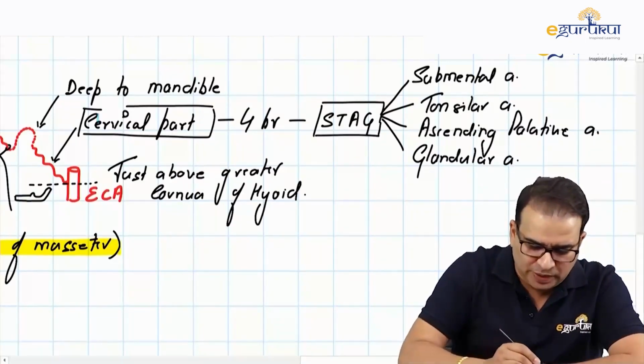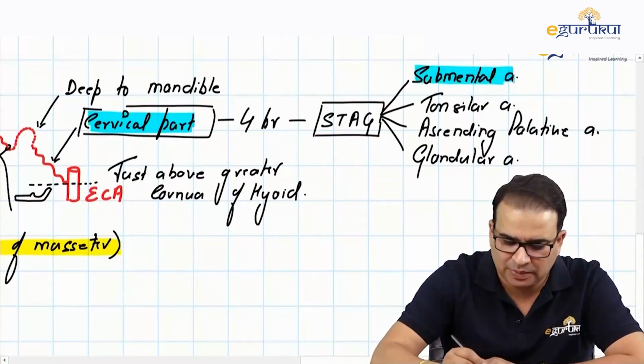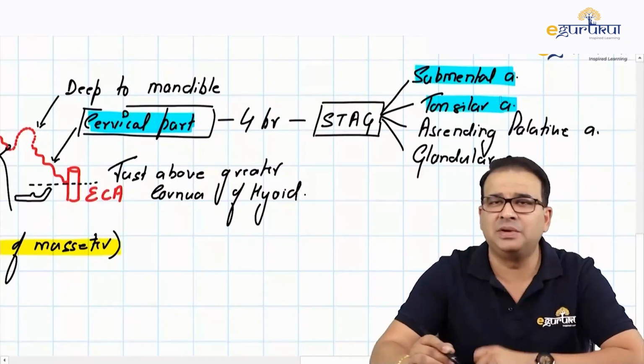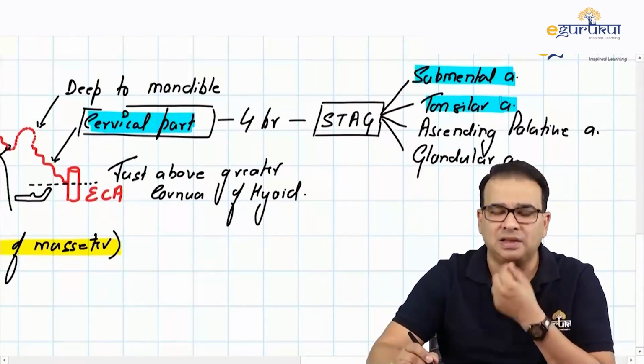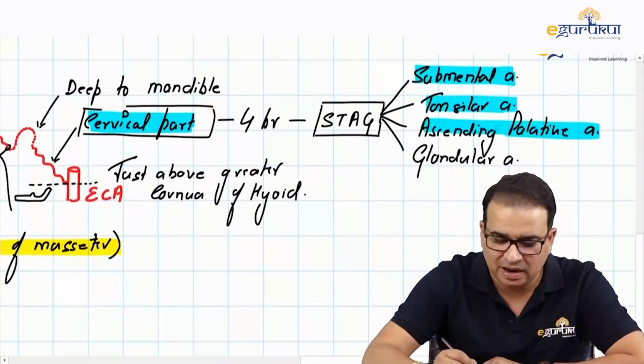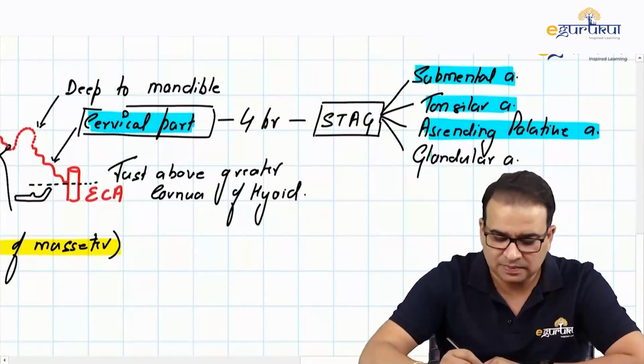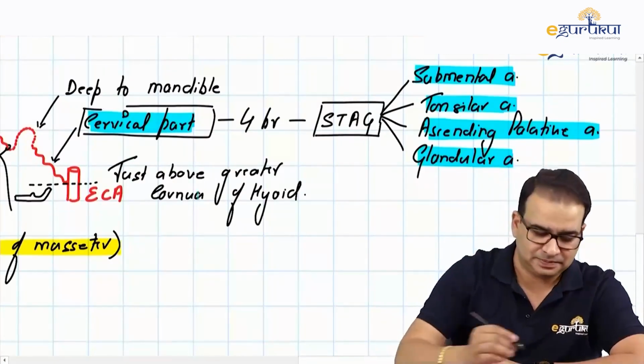So these are the 4 branches of the facial artery given off in the neck region, or you can say cervical branches. Submental artery, obviously, reaches the submental region, the submental triangle. The tonsillar artery supplies the palatine tonsil. Ascending palatine artery supplies the palate, and again it supplies the palatine tonsil. And glandular artery supplies the submandibular gland.